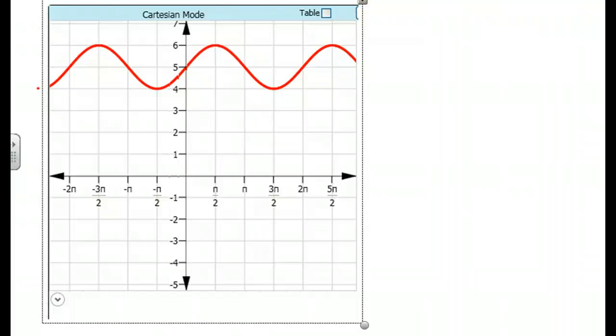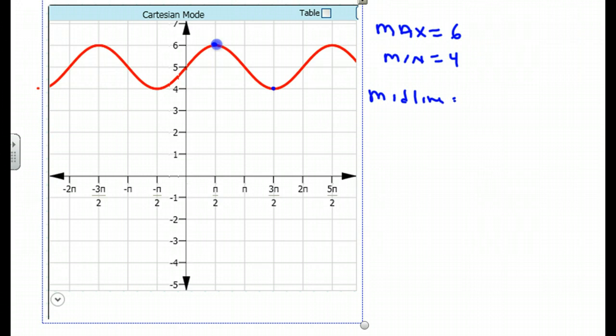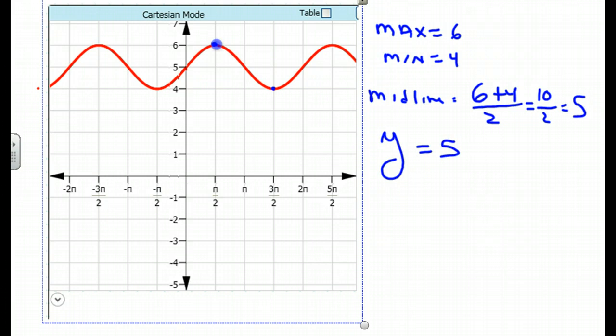And you might remember the equation to find the midline, we simply find the average of the max and min point. If you notice in this case, the maximum point is at 6, and the minimum point is at 4. So the max is 6, the minimum point is 4. To find the midline, we simply say 6 plus 4 over 2, which is 10 over 2, or 5, which means the equation of the midline is y equals 5. So let's just draw that in.